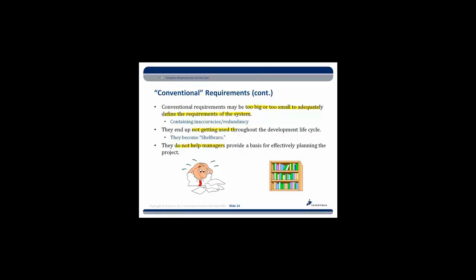Ultimately, these conventional requirements usually don't help managers at all. In other words, they don't provide a means for helping to plan and monitor a project and the system's development. Conventional requirements are a jumble of what the system shall do, not an effective means for planning iterations and making sure those iterations are on time and on budget.